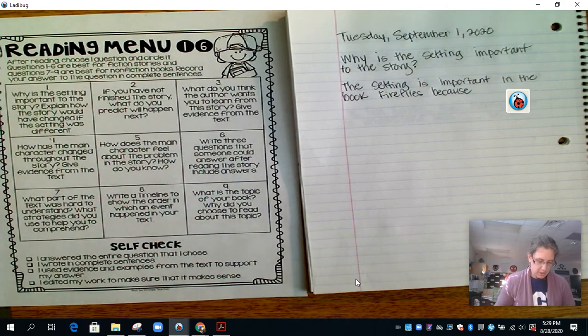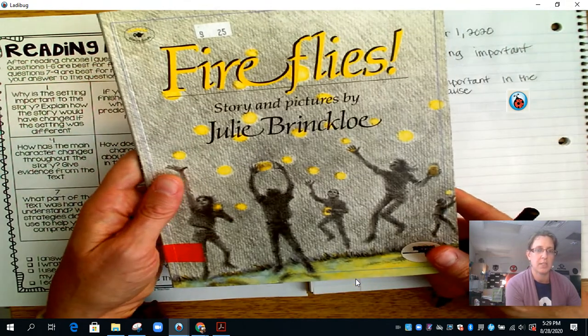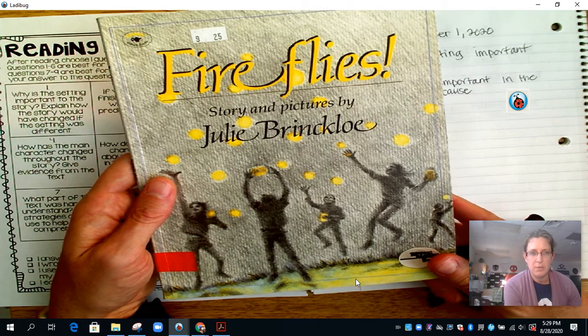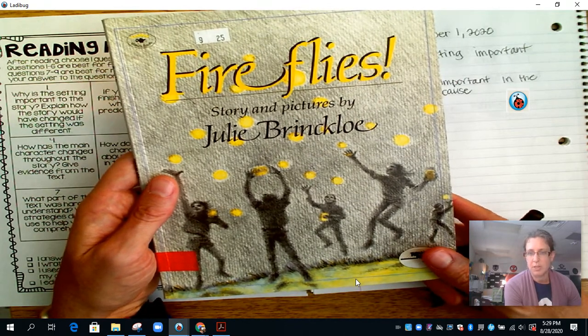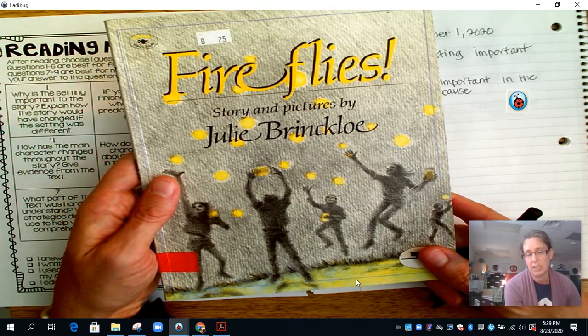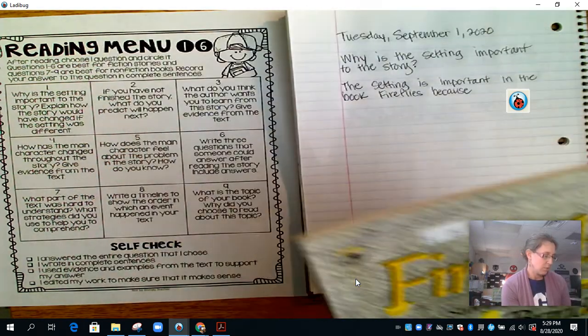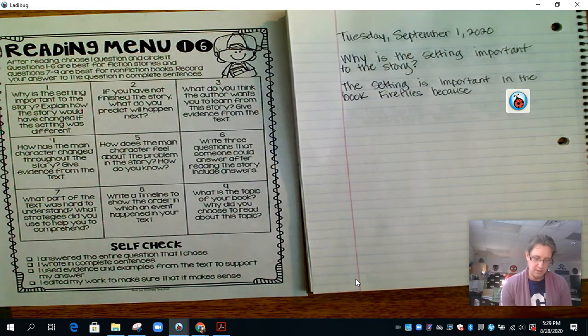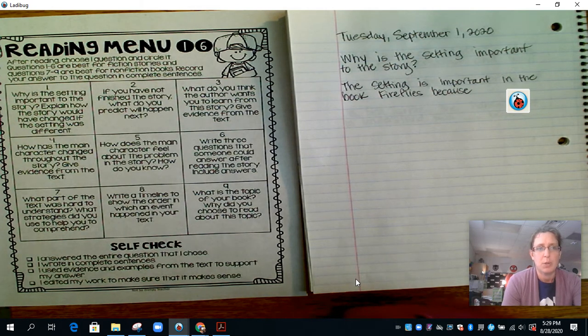So if I'm looking here, and I know a little bit about fireflies, they usually come out at night. So what if this story took place during the middle of the day, say at lunch? Or what if this story took place on a rainy night? I don't know. Would it be different? So explain how the story would have changed if the setting was different.